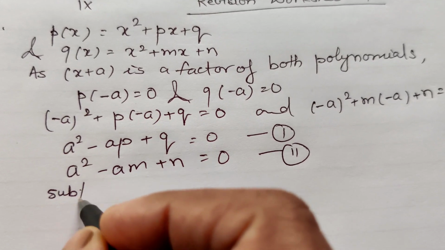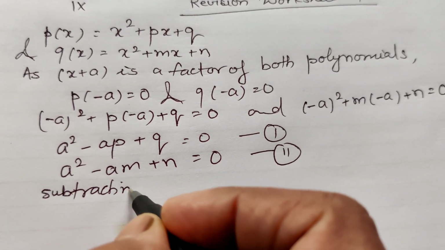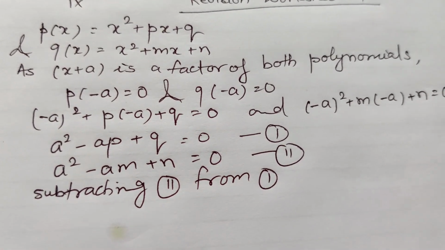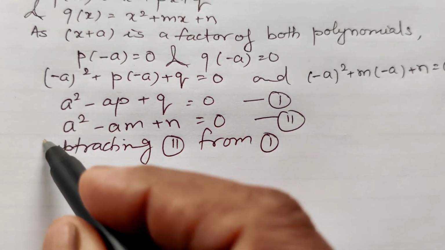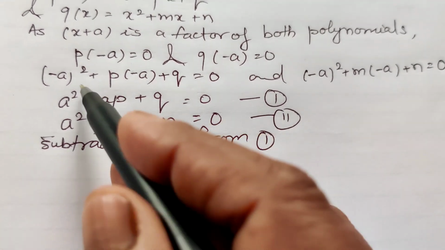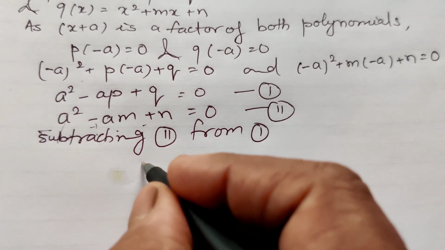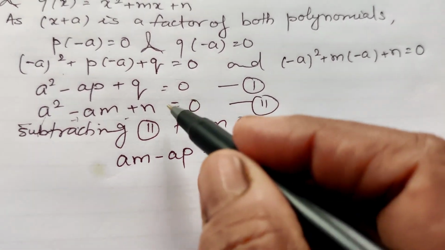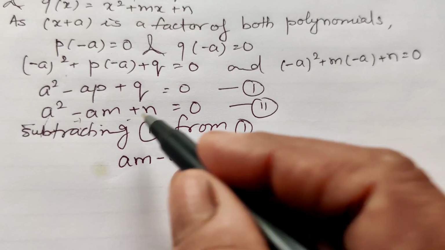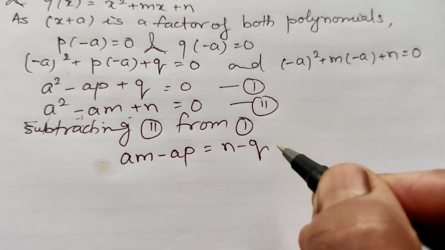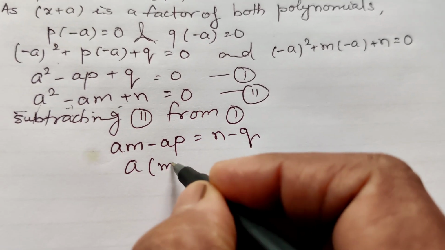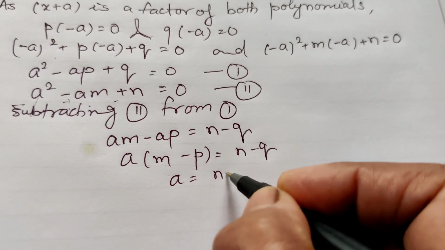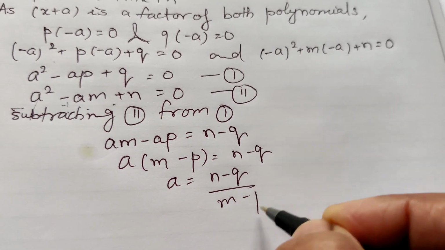Subtracting equation 2 from 1. If we subtract, the minus sign changes plus minus, so we get am minus ap equal to n minus q. The minus goes to this side, n minus q. So a common, a into m minus p equal to n minus q. So we get a equal to n minus q over m minus p.